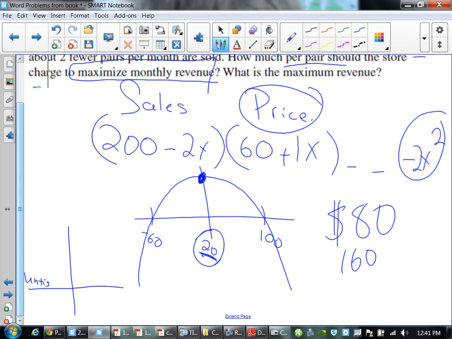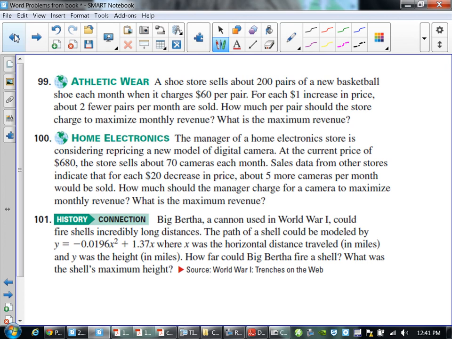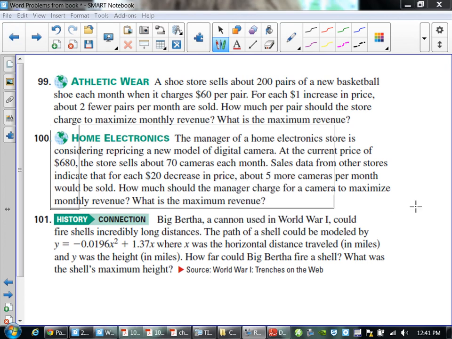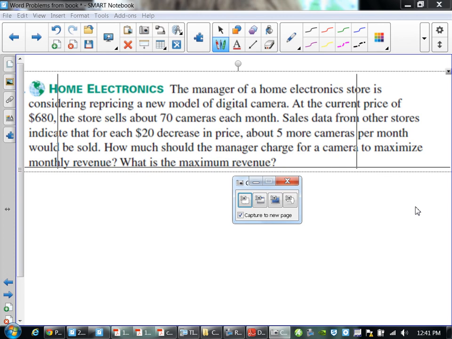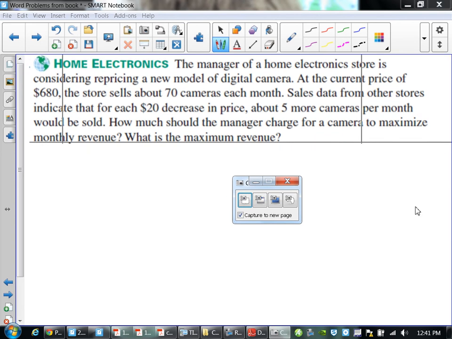All right, I think I've got another one. I think the one right below that is the same deal. Look at number 100, the electronics one. I'm not sure if it's easier, but you can FOIL it all out, but it's much easier if you understand that once you put it in intercept form, it's quicker. Then it's 160 times 80 equals 12,800. Yeah, whatever it works out to be.